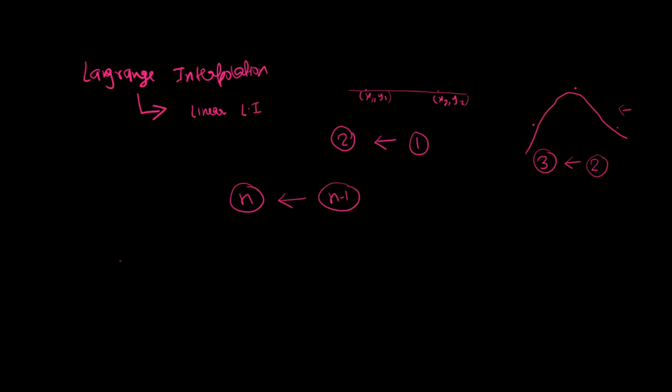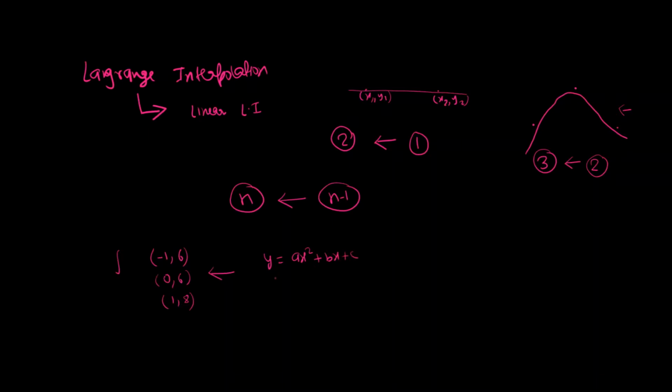Okay, let me take an example here. Suppose I am having three data points, minus 1 comma 6, 0 comma 6 and the third one, that is 1 comma 8. Obviously you can tell that there will be a quadratic equation which passes through all these three points. Let's assume my equation to be y is equal to ax squared plus bx plus c.